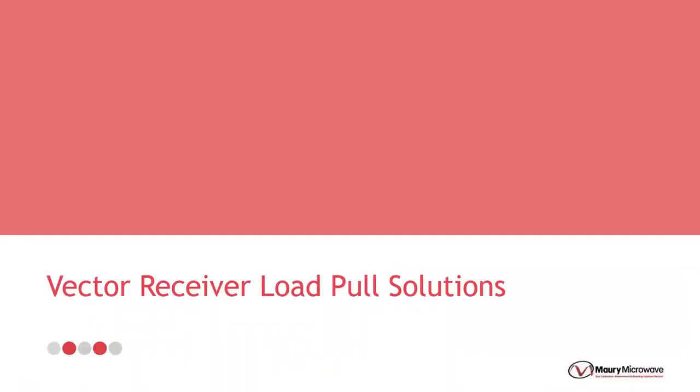Now this brings us to the vector receiver load pull measurements. I showed the setup a little bit before. It was fast, but we'll go into more details here.